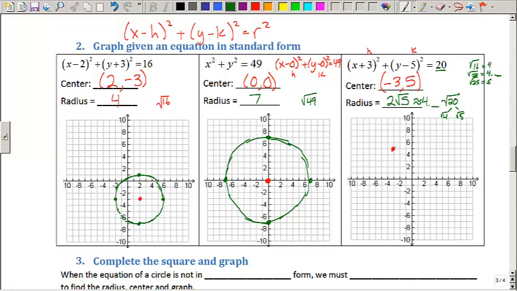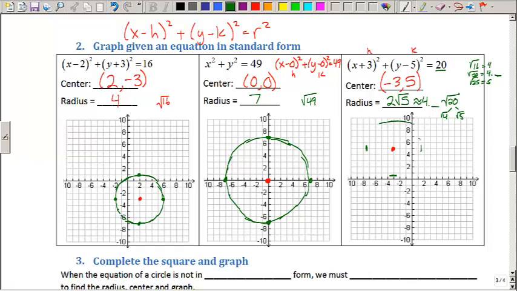So from my center, I'm going up 1, 2, 3, 4, and a little bit. Notice that's between 4 and 5 units away from my center. 1, 2, 3, 4, and then a little bit. To the right, 1, 2, 3, 4, and a little bit. Left, 1, 2, 3, 4, and then a little bit more. So as long as it's between the correct two numbers, that should be sufficient to get you a good graph.